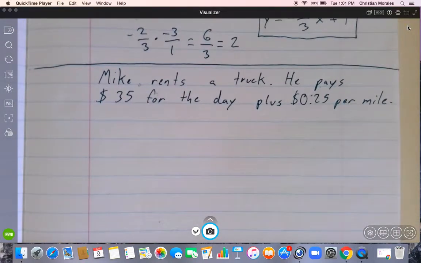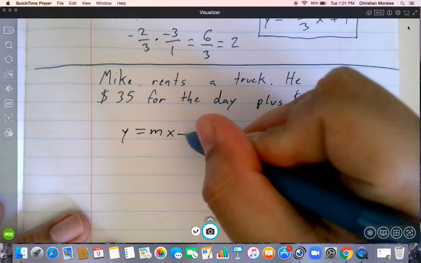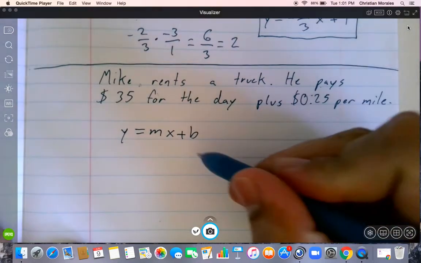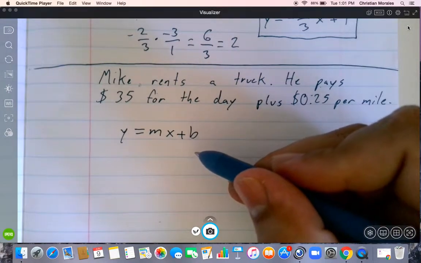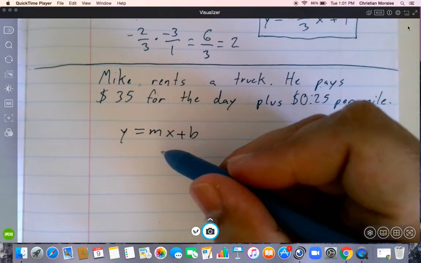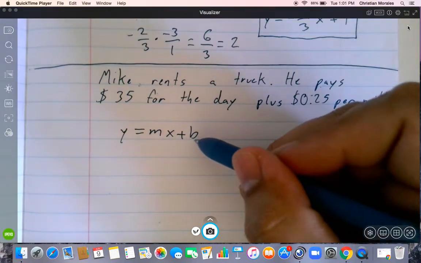Now, when it comes to word problems, if you're using y equals mx plus b, what you should look for is a starting point. Okay, the b has to be a starting point. And the m is the rate of change. It's how either it will go up or down. Whatever you're starting from could increase or it could decrease.